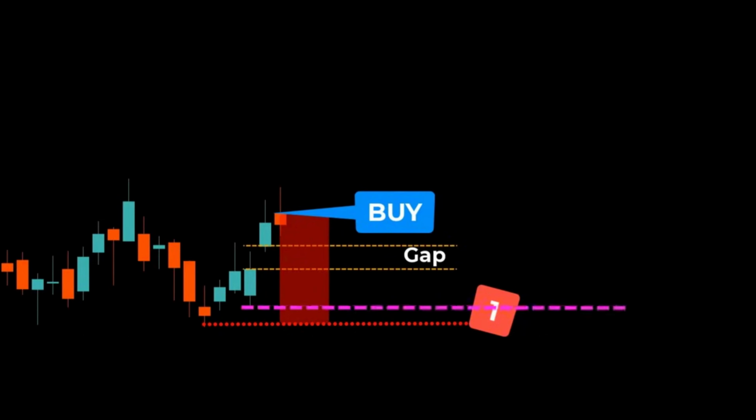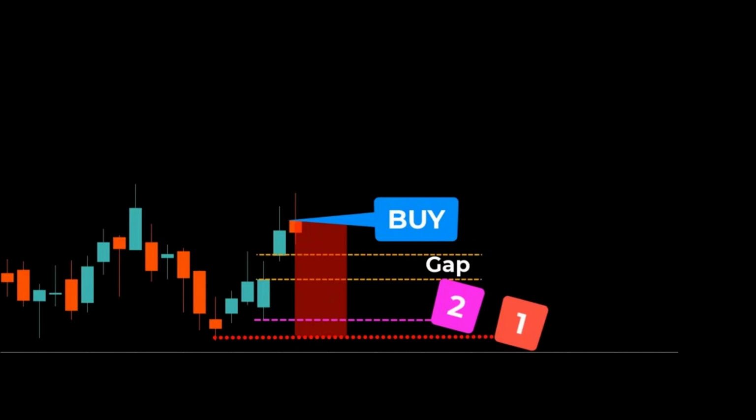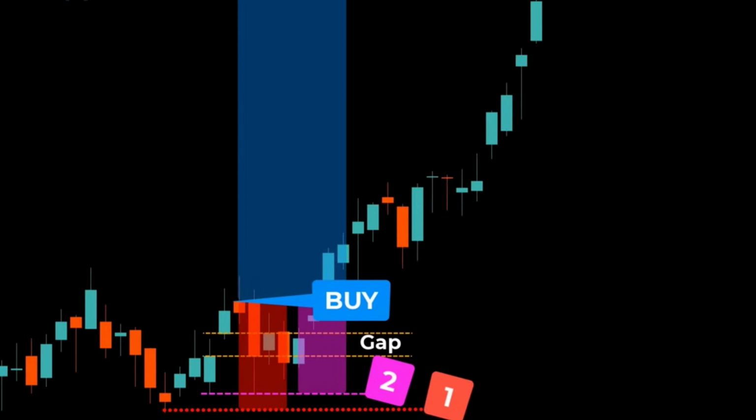2. Aggressive stop loss. Place it just below the gap candle. Why? Because if the price drops below that level, it invalidates the bullish setup, signaling a potential reversal. The advantage? A higher risk-reward ratio, perfect for traders looking for efficiency.